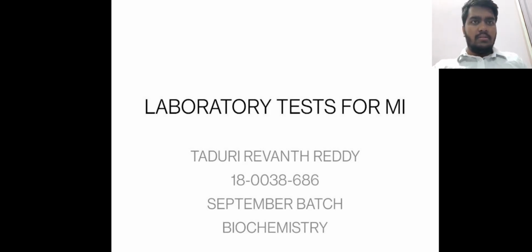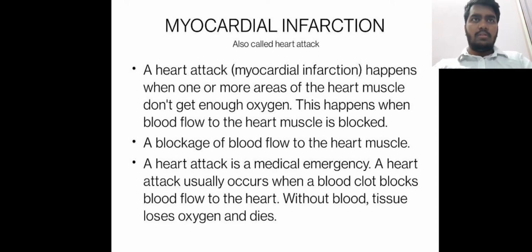Let's discuss some information about myocardial infarction, which is also known as a heart attack. A heart attack happens when one or more areas of the heart muscle don't get enough oxygen. This happens when blood flow to the heart muscle is blocked. A heart attack is a medical emergency. It usually occurs when a blood clot blocks blood flow to the heart. Without blood, tissue loses oxygen and dies.